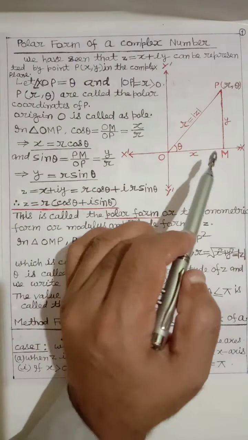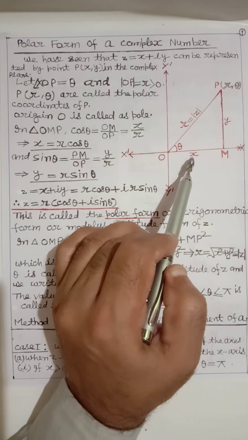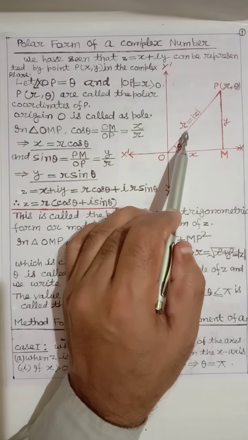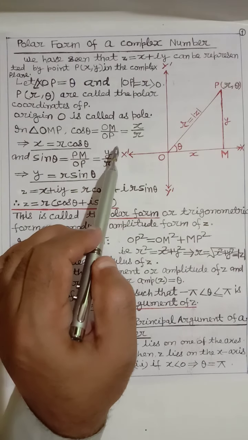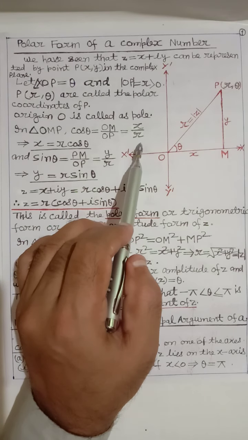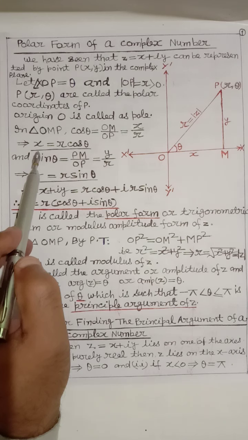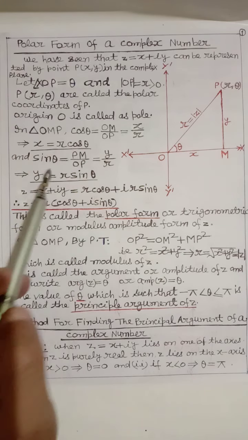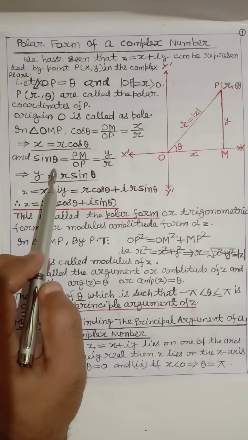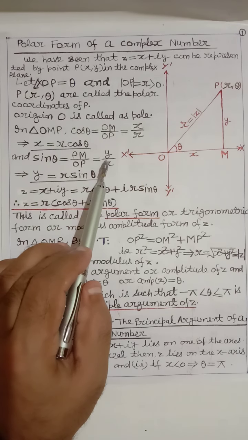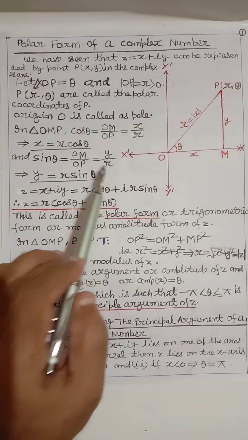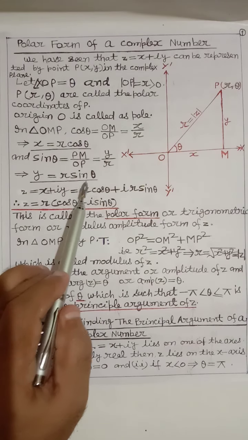Now in triangle OMP, cos theta equal to base by hypotenuse, that is OM by OP, and this is equal to x by r. So we can say that x is equal to r cos theta. Similarly, sin theta equal to perpendicular by hypotenuse, and this is equal to y by r. So y is equal to r sin theta.